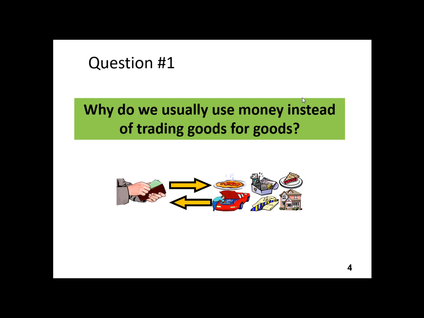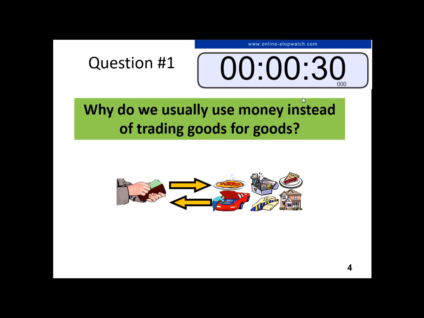All right, let's start with question 1 from your handout. And we already covered part of this, so hopefully this is a quick review. Why do we usually use money instead of trading goods for goods? I'm going to give you guys about 30 seconds. I'll put a timer up here, and then we'll talk about it.